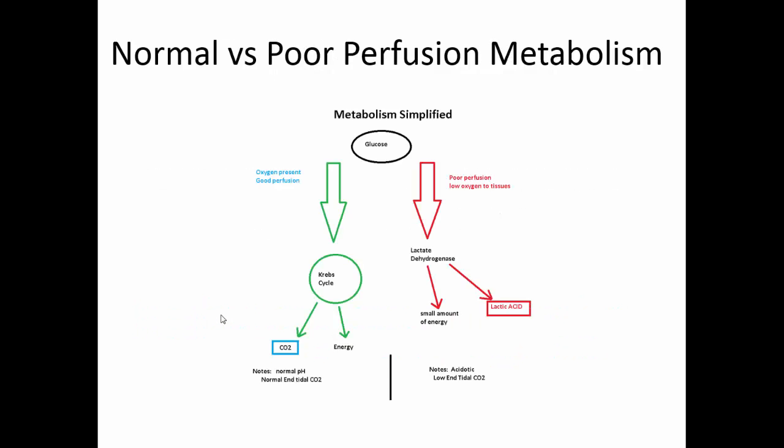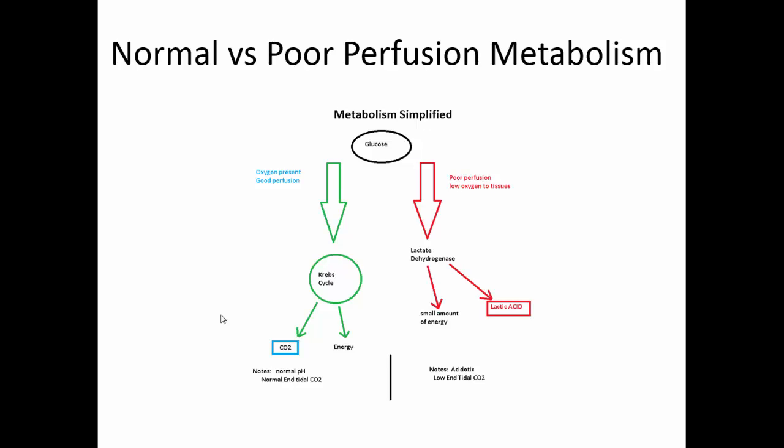With normal perfusion, this is the left side of the graph here, glucose combines with oxygen, goes through the Krebs cycle, and you get carbon dioxide and energy. So that's the way things normally work out. Normal pH, normal end-tidal CO2, that sort of thing.